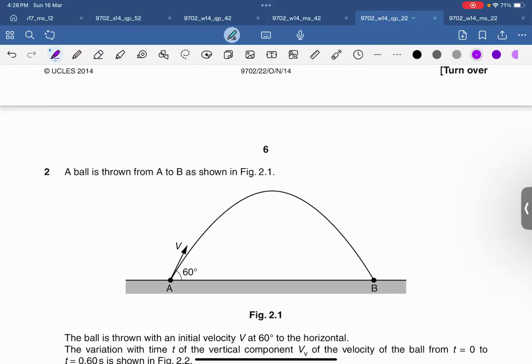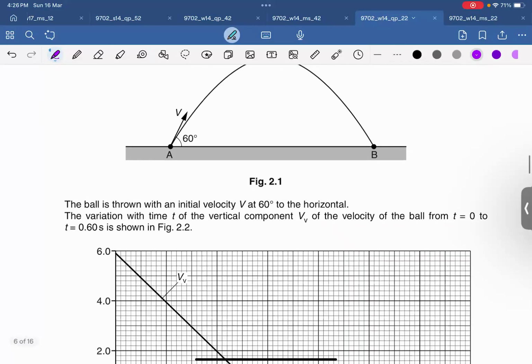Yes. Sir, can you show the graph? Hmm. So this will be the maximum height. Maximum. But for the projectile motion, the maximum height will always have the horizontal velocity, no?